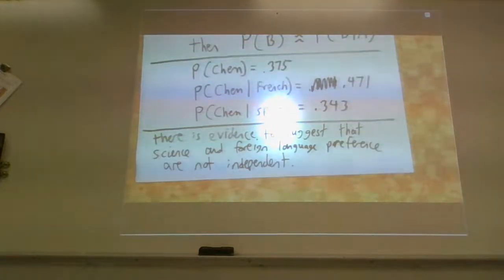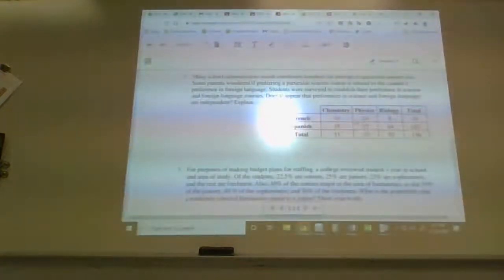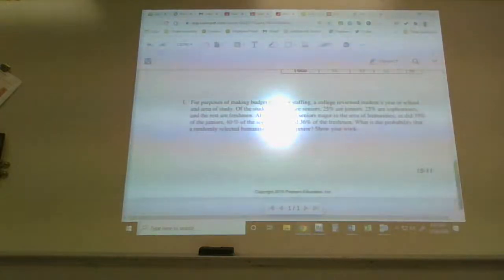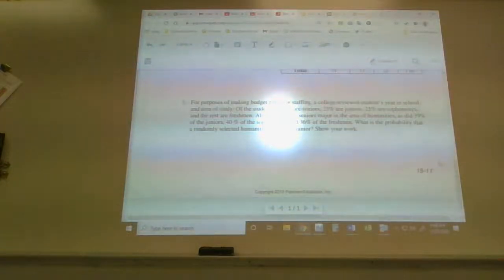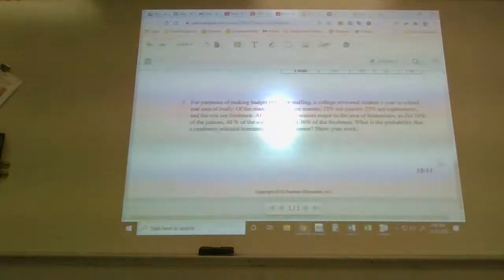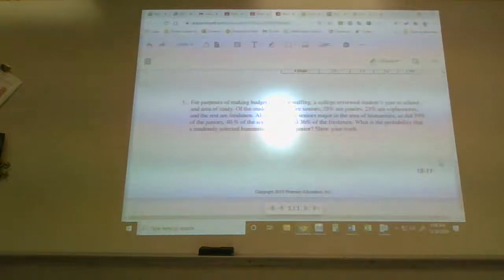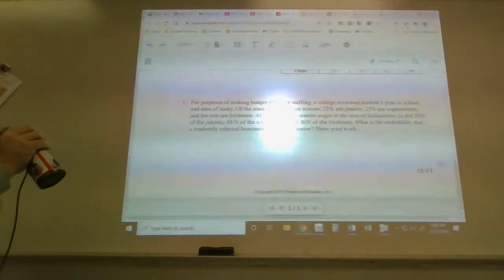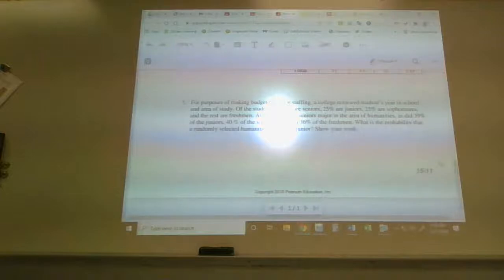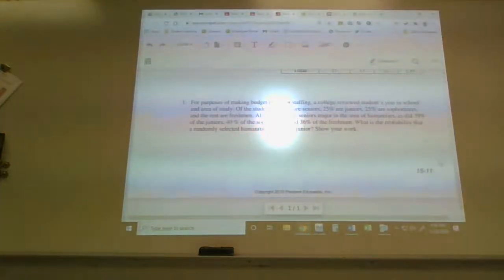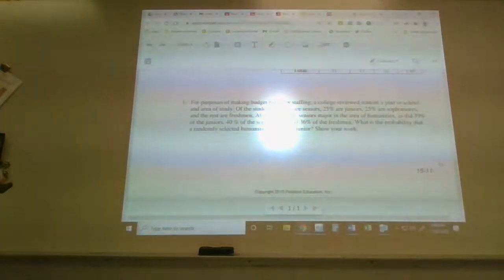Fun stuff. Okay, one more thing. It's number 3 on this paper. Now, number 3. I'm going to read it, and then I'm going to decipher it. For the purposes of making budget plans for staffing, a college reviewed students' year in school and area of study. Of the students, 22.5% were seniors, 25% were juniors, 25% were sophomores, and the rest are freshmen.